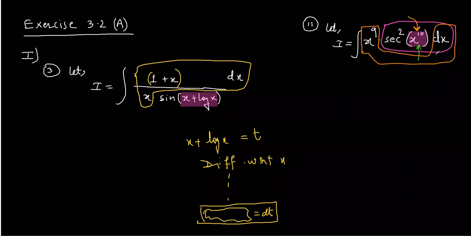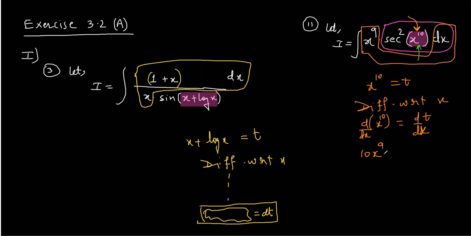How would it be taken away? Because when you put x raised to 10 as t, you differentiate with respect to x. So this will be d by dx of x raised to 10, and here d by dx of t. The derivative of x raised to 10 with respect to x is 10 x raised to 10 minus 1, that is 9, so 10x raised to 9 equals dt by dx. So you will have here x raised to 9 dx equals, taking this 10 down here, dt by 10.